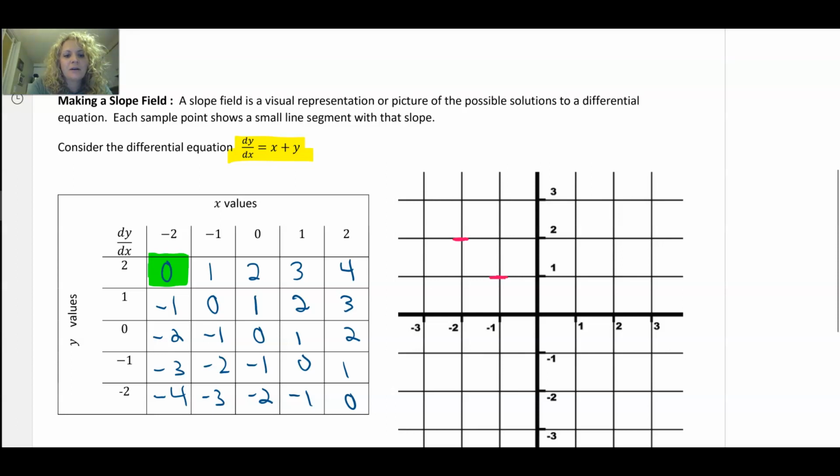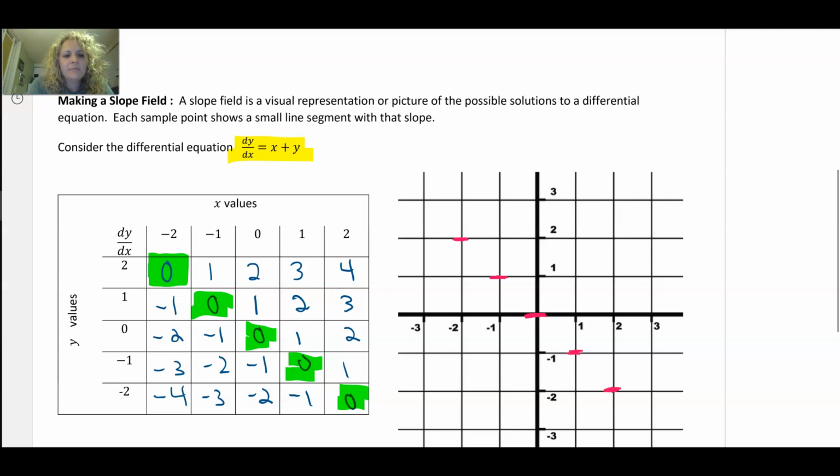At (0, 0), I'm going to expect a slope of 0. At the point (1, -1), I'm going to expect a 0. And then at (2, -2), I'm going to expect a slope of 0. All right, so we've basically just plotted all of these zeros.